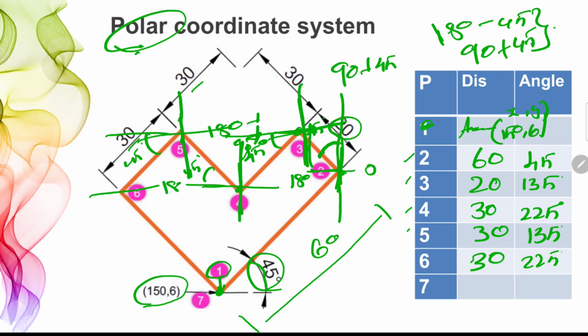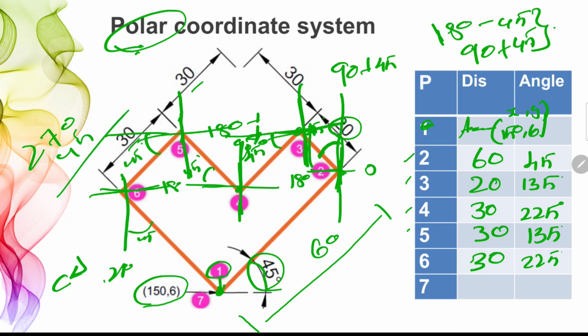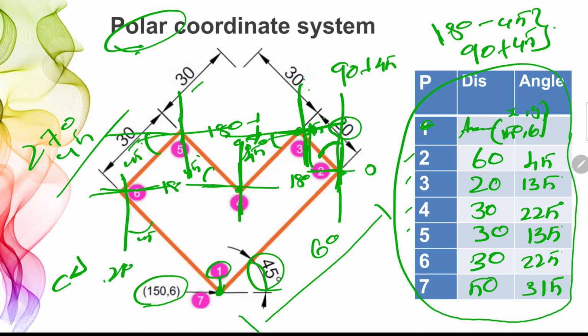For the last one, we have two options. Just type C and enter, and this entire exercise, automatically the last point also joins to the starting point. Or we can enter the value. What value do we enter? Polar coordinate system. This is the origin point now. So this is 45 degrees. So 270 plus 45. The distance is 30 plus 20, so the distance is 50. The angle value is 315. So these are our points for this exercise.